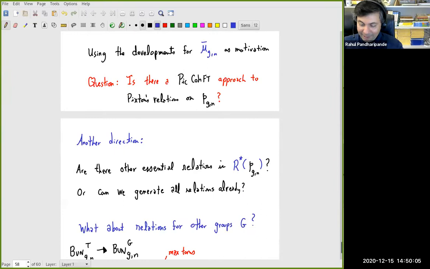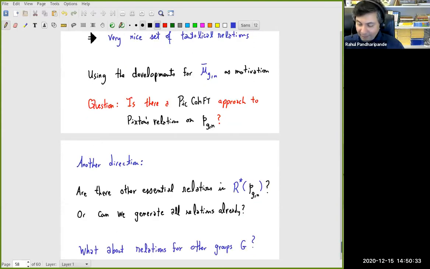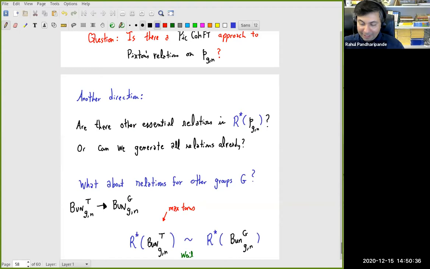Another direction is: what are all the relations among these tautological classes? This study is very similar in spirit, or at least neighboring to this CohFT study. You can ask whether there are any other essential relations in this Picard stack besides those that come from Pixton's formula, or whether we can already generate all of them. These are hard questions to study. But while we're speculating, why don't we study all the other groups too? We look at relations in the tautological ring of Bun_G for all groups G. And before Andre says anything, I'll say connected.